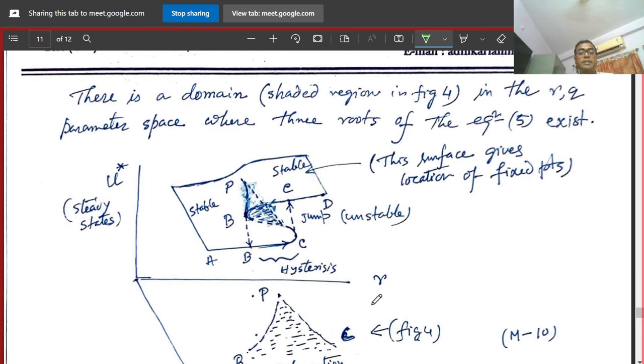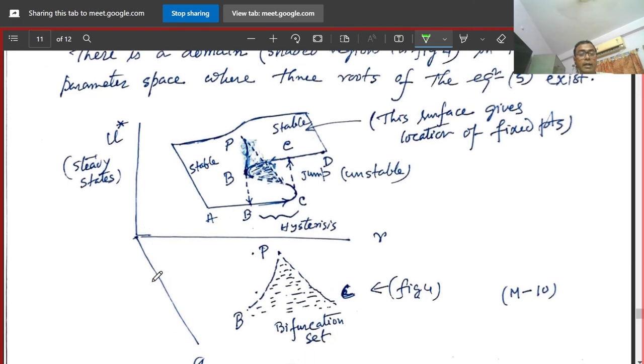This is the R axis, and this is u star, the equilibrium points. The third axis is the Q parameter. So this is the parameter R, this is the parameter Q, and the third axis is u star, the critical points, that is the equilibrium points. If we draw this three-dimensional surface, it gives the location of the fixed points, the equilibrium points.